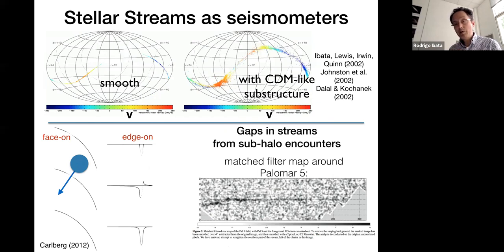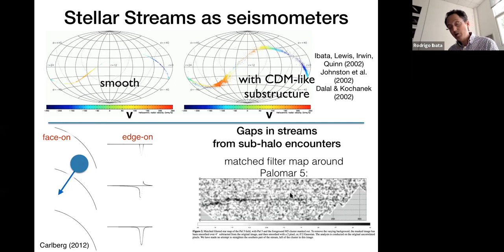Originally, when we proposed this idea back in 2002, we were thinking of a sort of kinematic heating. So essentially trying to see how the velocity dispersion changed along a stream. The color here is showing us the radial velocity, and you can see that compared to the no CDM lumps case, you can see local heating of the stream. And Ray Carlberg, almost a decade ago, suggested that instead of doing this, which is difficult to measure, you could try and find gaps in streams, and this has really taken on.